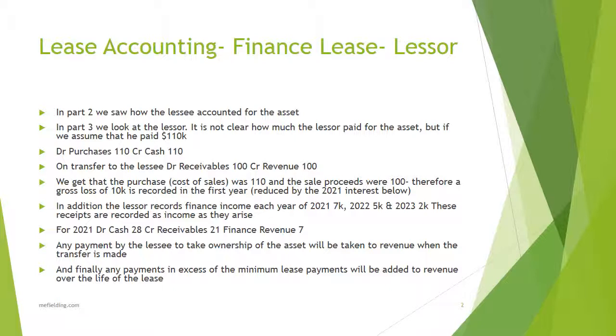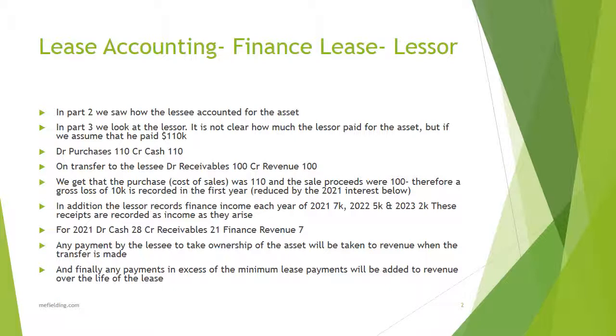Now look what happens. Transfer to the lessee, we debit receivables 100 and credit revenue 100. That is because at that point we are making a sale of the asset. This is a finance lease, and the 100 is the minimum value of the lease payments.